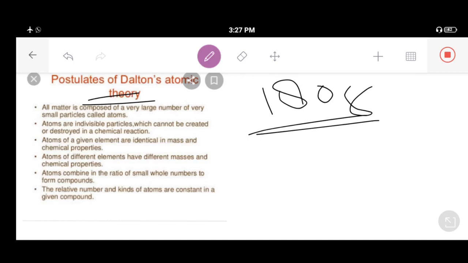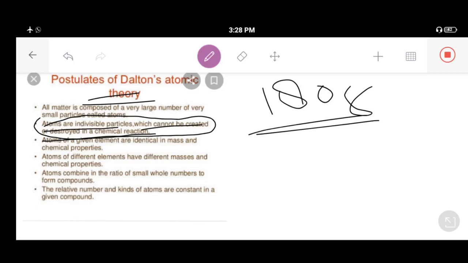As far as the second postulate is concerned, let me recapitulate this. These atoms are indivisible particles which can neither be created nor destroyed in a chemical reaction. What does this statement mean? This means that atoms can neither be created nor destroyed in a chemical reaction. This postulate is in accordance with the law of conservation of mass. So, my dear students, mark my words, the second postulate of John Dalton's atomic theory is in accordance with the law of conservation of mass. According to this law, which was given by Antoine Lavoisier in 1774, during a chemical change, the total mass of the products is equal to the total mass of the reactants.